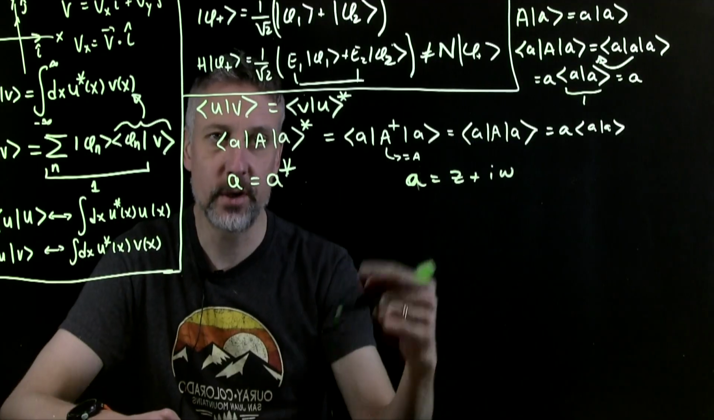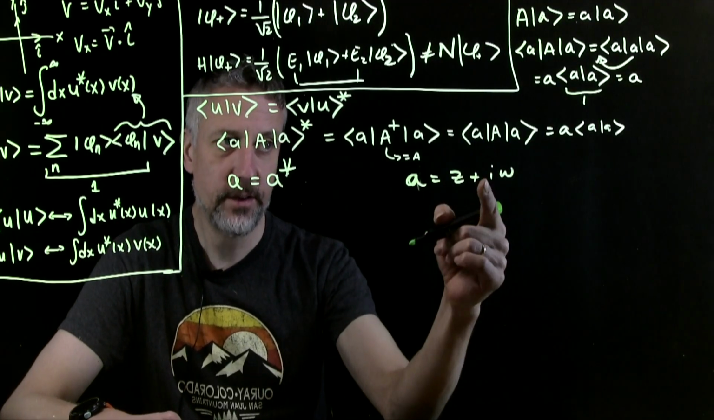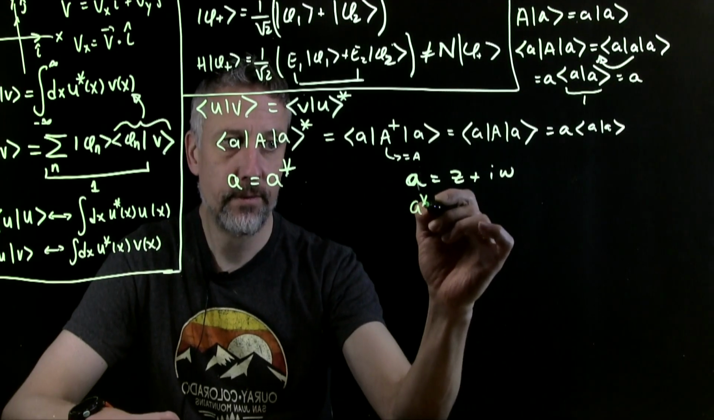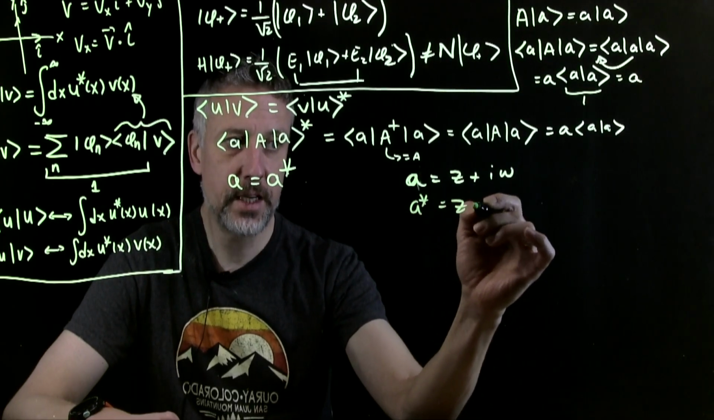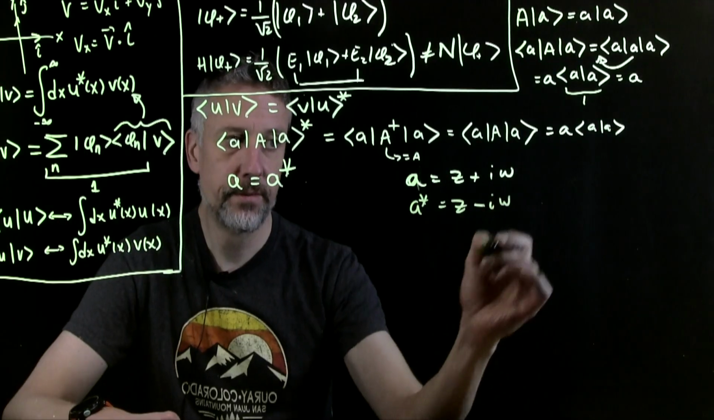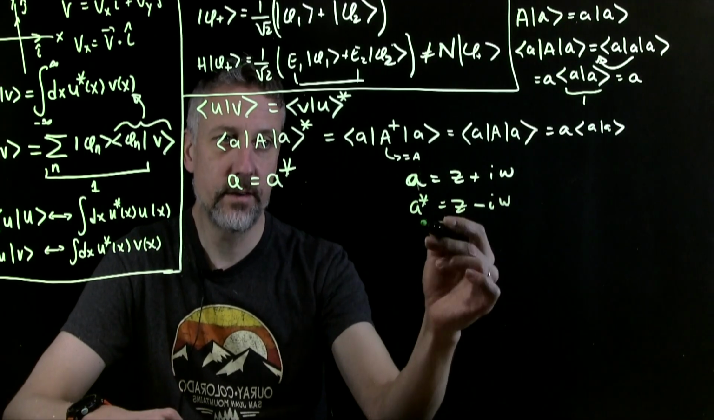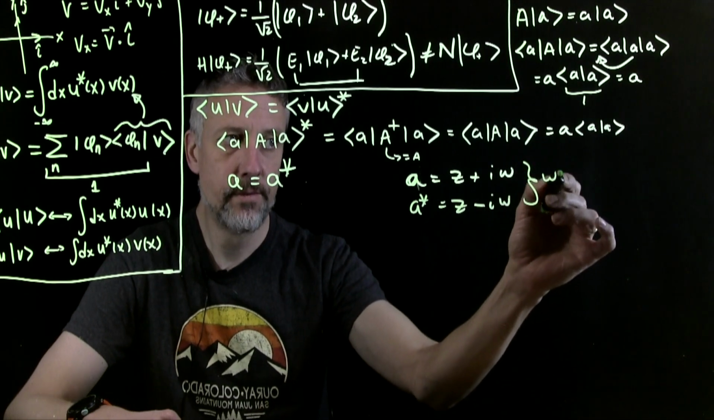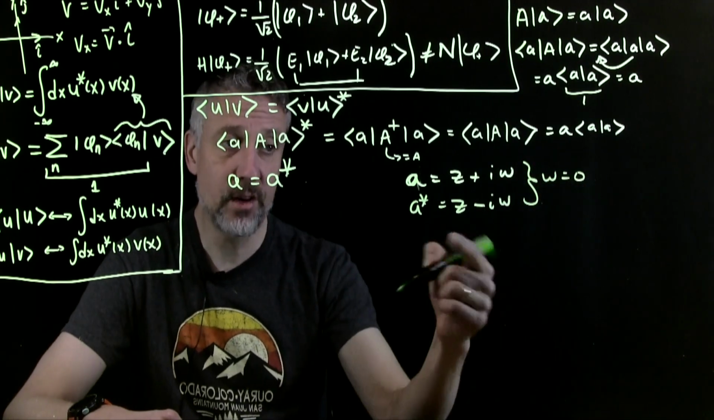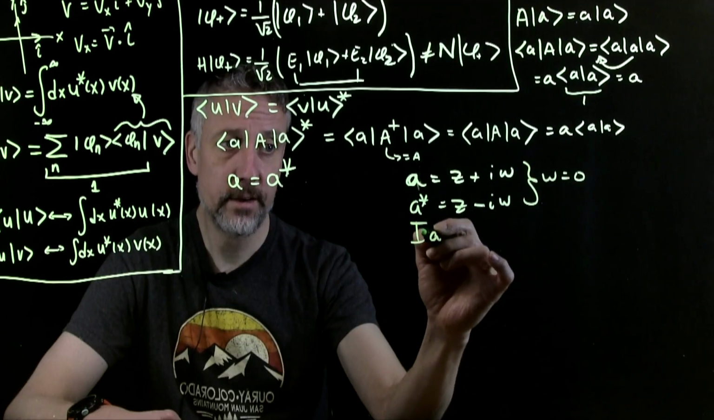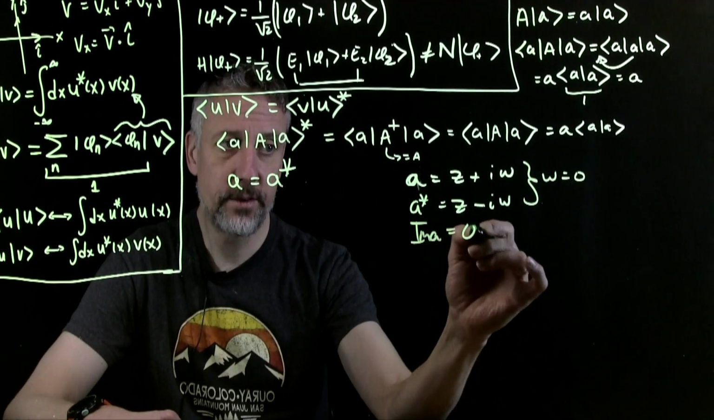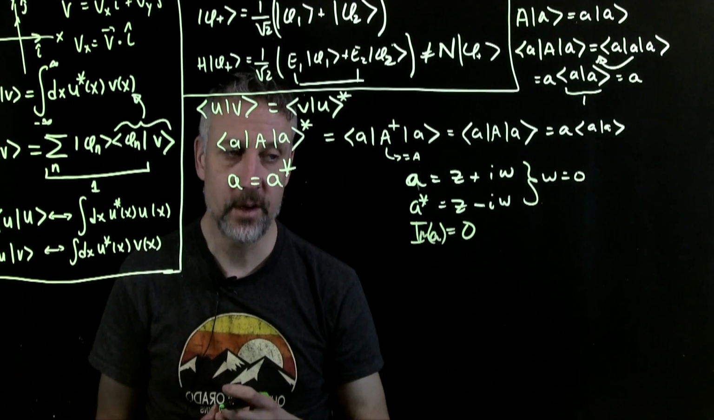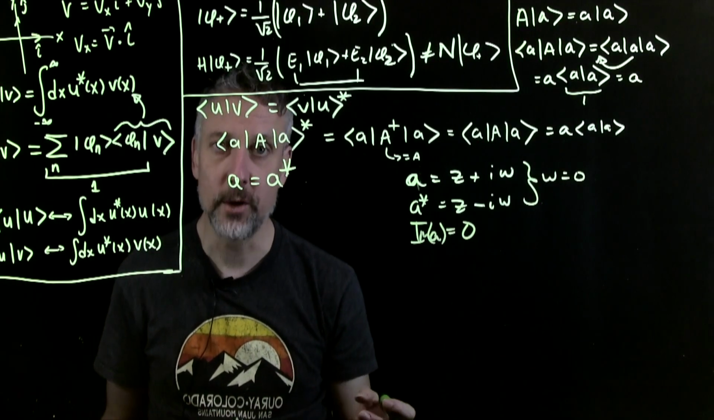This is a real number, that's a real number. W, this is just i, plain old i. Right, so A star is equal to Z minus iW. The only way for A to equal A star is if W is 0. That means the imaginary part of A is equal to 0. Another way of saying that the imaginary part of a number is 0 is to say the number is real.